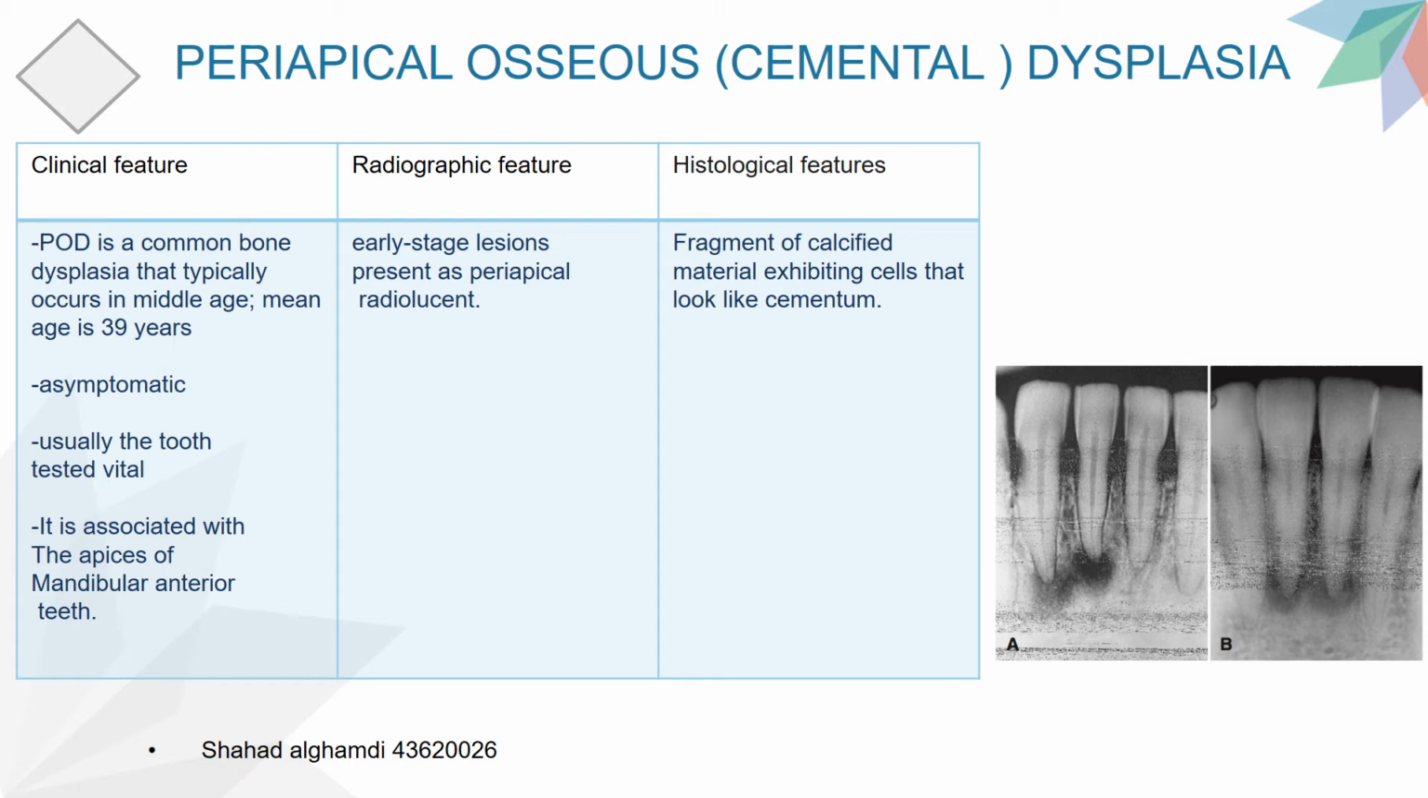In the early stages, we notice radiolucencies because the normal bone is resorbed and replaced with fibrous tissue that usually continues with the periodontal ligament, and that causes loss of lamina dura. In the histological features, a fragment of calcified material exhibits a cell with numerous smaller calcified masses that are distributed in the fibrous stroma. These calcified fragments exhibit a woven pattern of mineralization with occasional resting and reversal lines, with a droplet of cementum-like material.